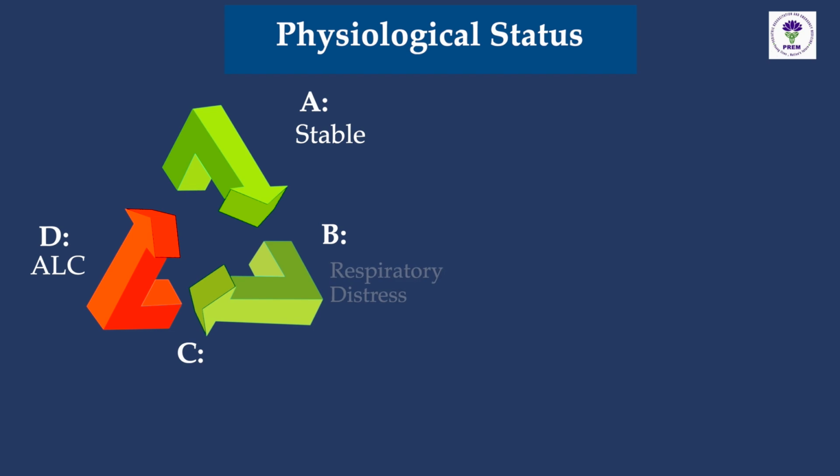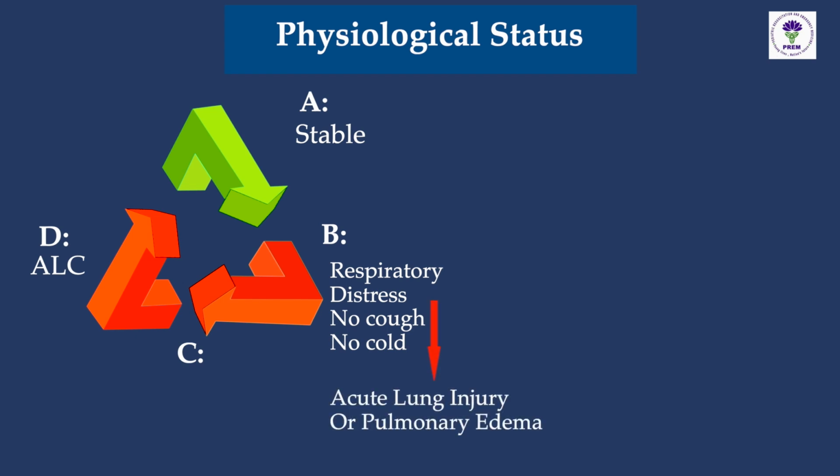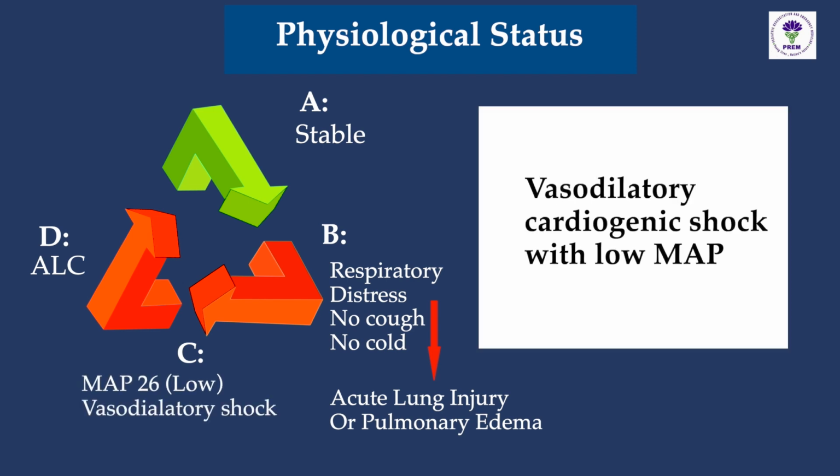Since the infant shows signs of respiratory distress with no apparent lung focus such as cough and cold, it can be hypothesized that the respiratory distress is due to acute lung injury or pulmonary edema. With low MAP vasodilatory shock, the physiological status may be interpreted as vasodilatory cardiogenic shock with low MAP.